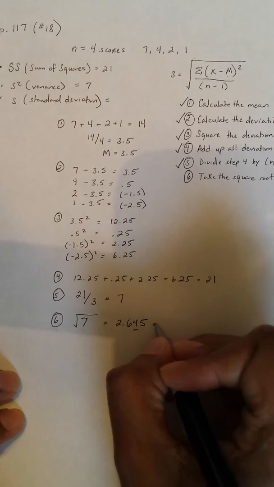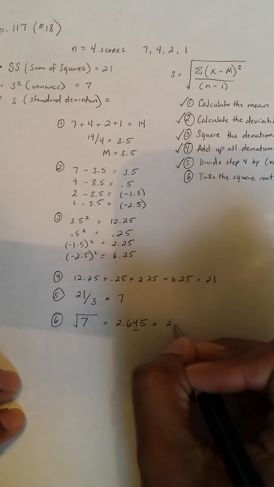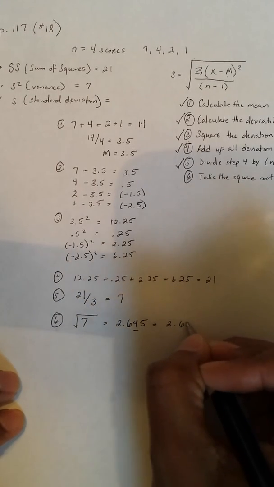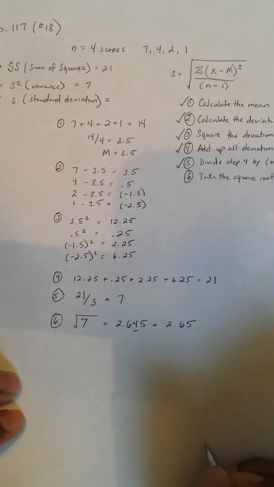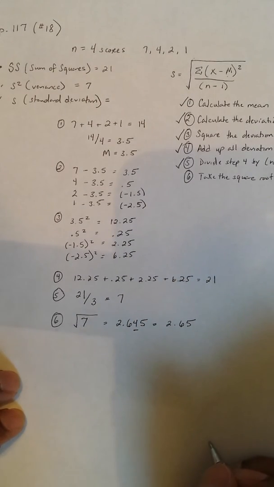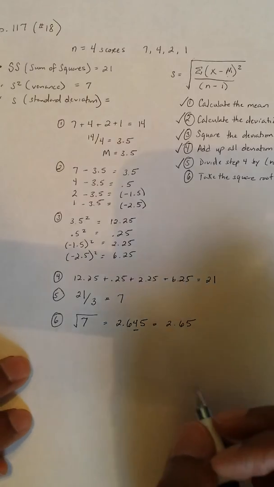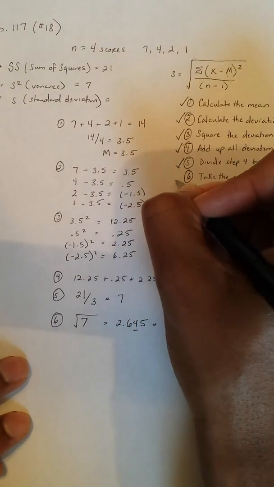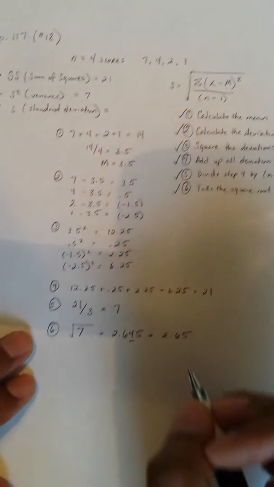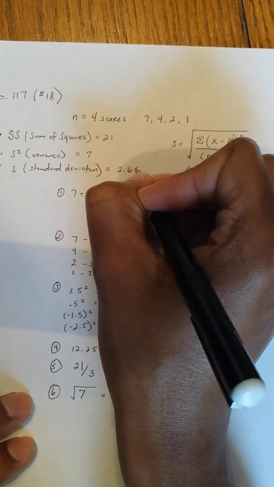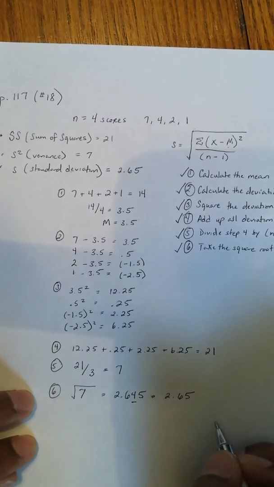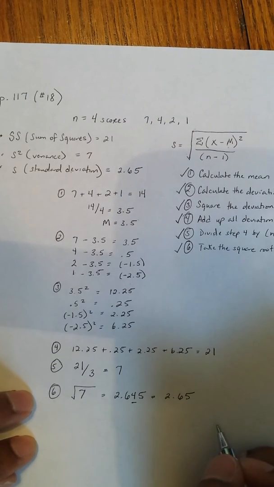So this is going to make this number 2.65 as the standard deviation. Okay, so we have taken care of step 6, and we have 2.65 as our final answer for problem 18 on page 117.